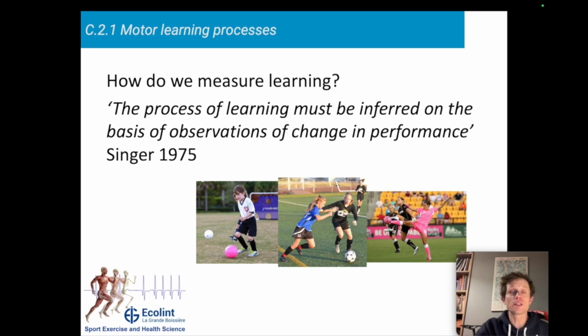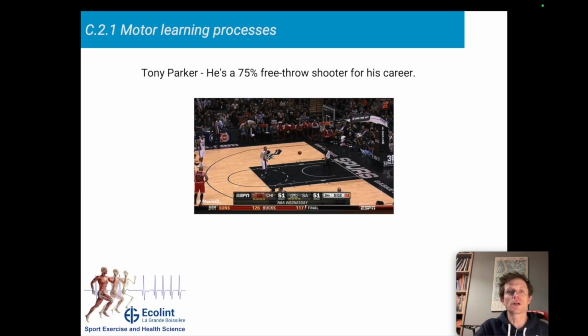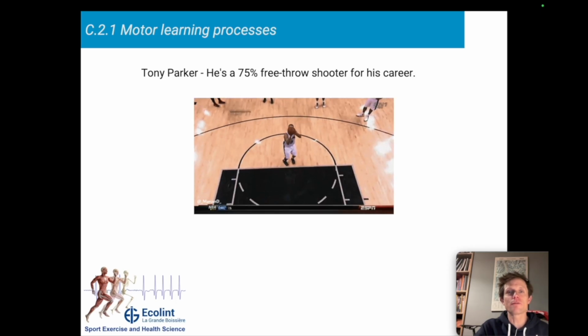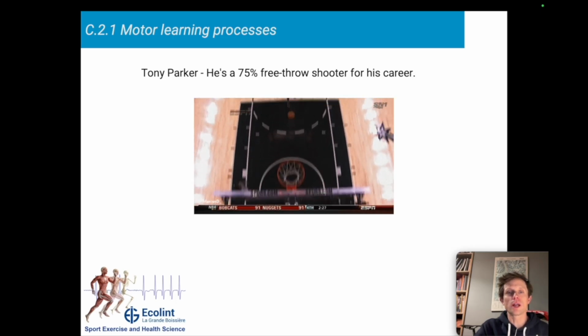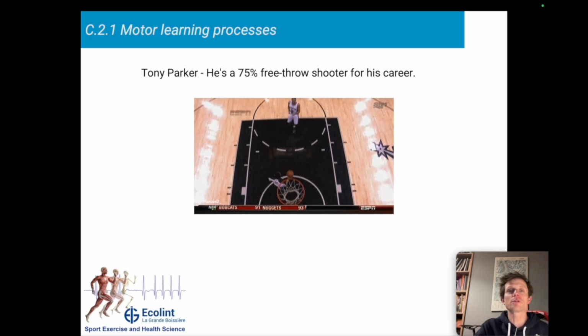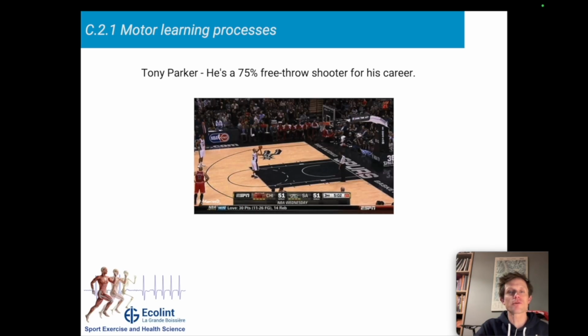I'm sure you've all had the experience of going into a test thinking you know the content really well, and then coming out having not done very well. That particular performance isn't necessarily reflective of your learning. Take, for example, Tony Parker. He's a 75% free throw shooter throughout his career, but yet he still stepped up to the free throw line and produced this as a free throw in an NBA game.